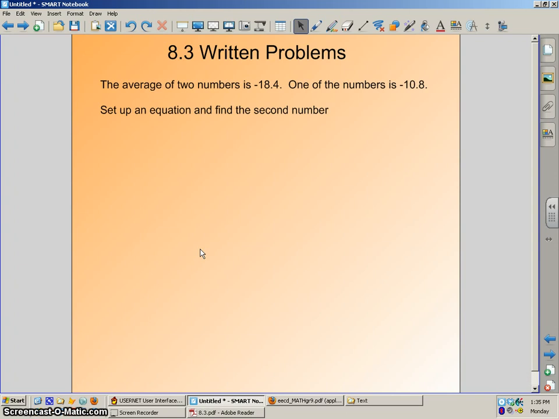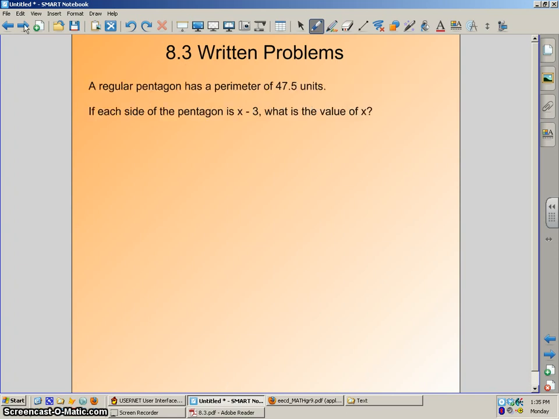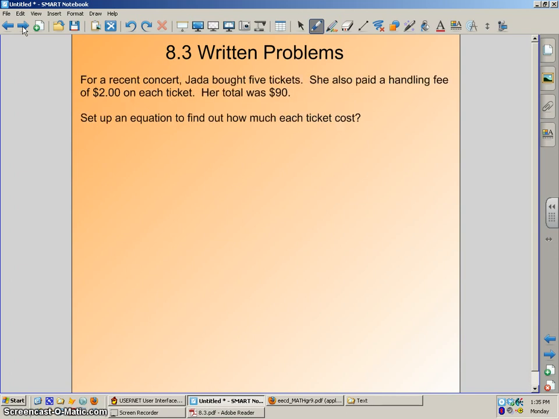Hi again, everybody. Got some examples of written problems from section 8.3, of course. So we'll have a look at these. And so we're going to look at three today. One has to do with finding one of the two numbers that's being averaged. And another has to do with finding the value of x when you're given the perimeter of a particular shape. And a third one, well, still finding x. So we'll get to that in a second.